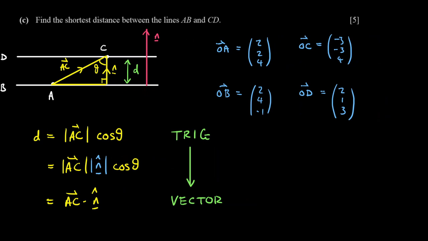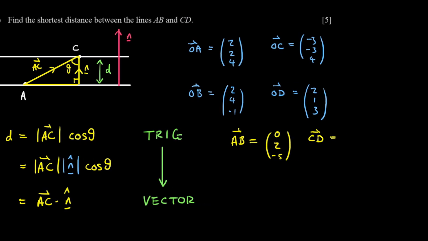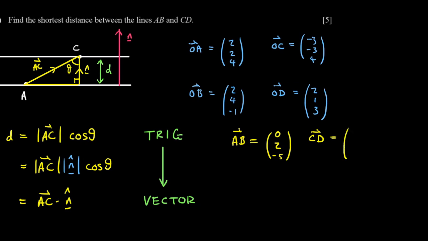That's the vector AB. So let me just do that over here. So AB will be OB minus OA. So 2 minus 2 is 0. 4 minus 2 is 2. Negative 1 minus 4 is negative 5. Do the same thing with CD. So CD is going to be equal to OD minus OC. So 2 minus 3 is... hang on, have I done that right? Yeah, 1 minus 3 is 4. 3 minus 4 is negative 1. Yeah? So I did OD minus OC. I just want to double check that again.